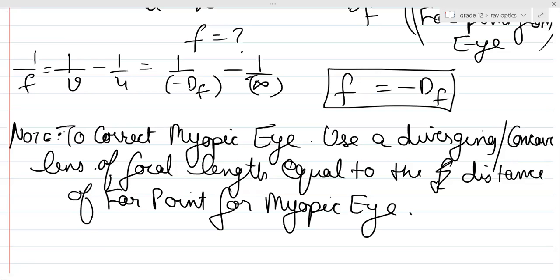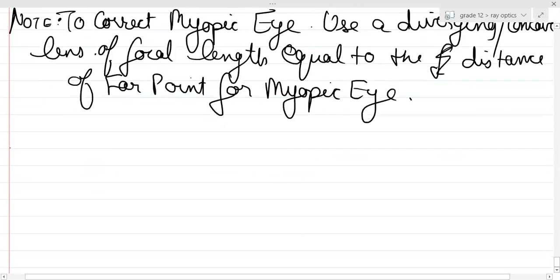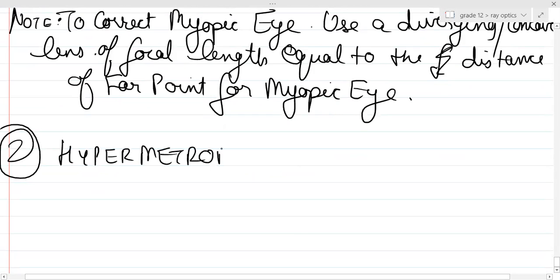Anyways, is this clear, guys? Any doubt in this? No, sir. The second part is basically the hypermetropic eye. In the case of a hypermetropic eye, what happens? Oh, sorry.